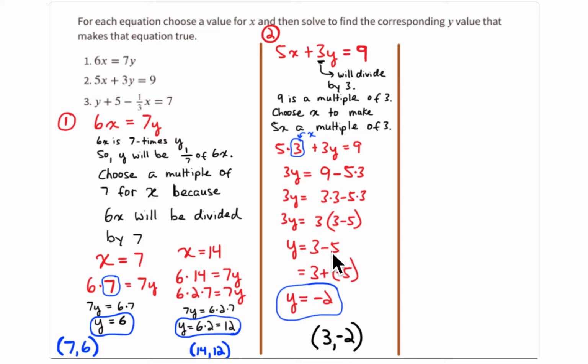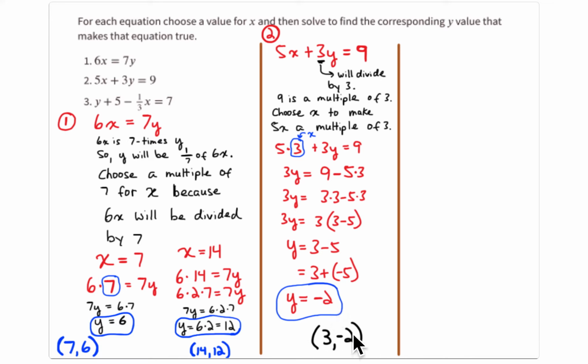3 minus 5: I'm going to use the inverse operation of addition and the additive inverse of a positive 5, which is negative 5. So 3 plus a negative 5, add those together, y equals negative 2. So at this point, we chose x equals 3, and y we figured out is equal to negative 2.